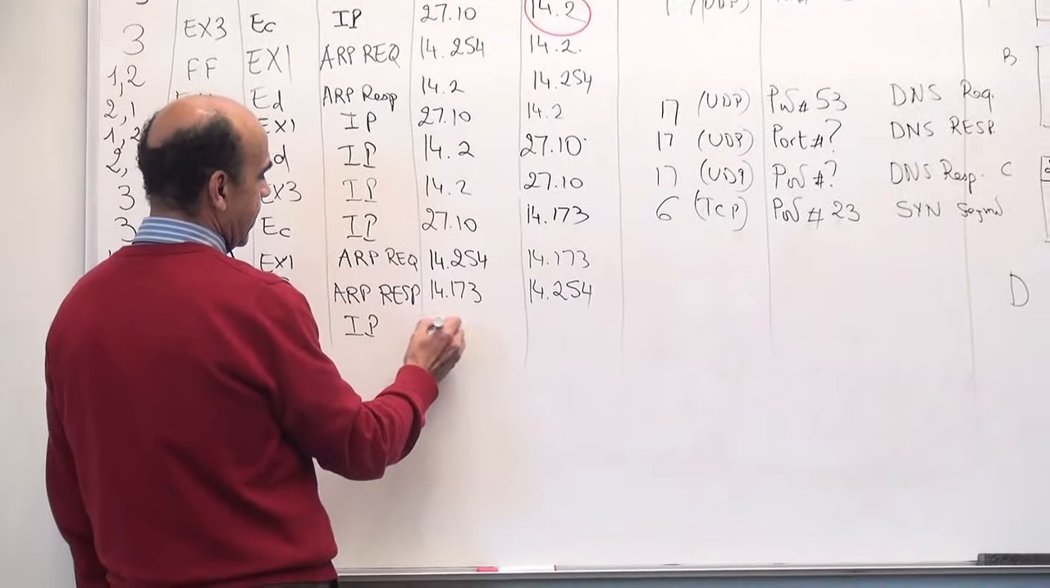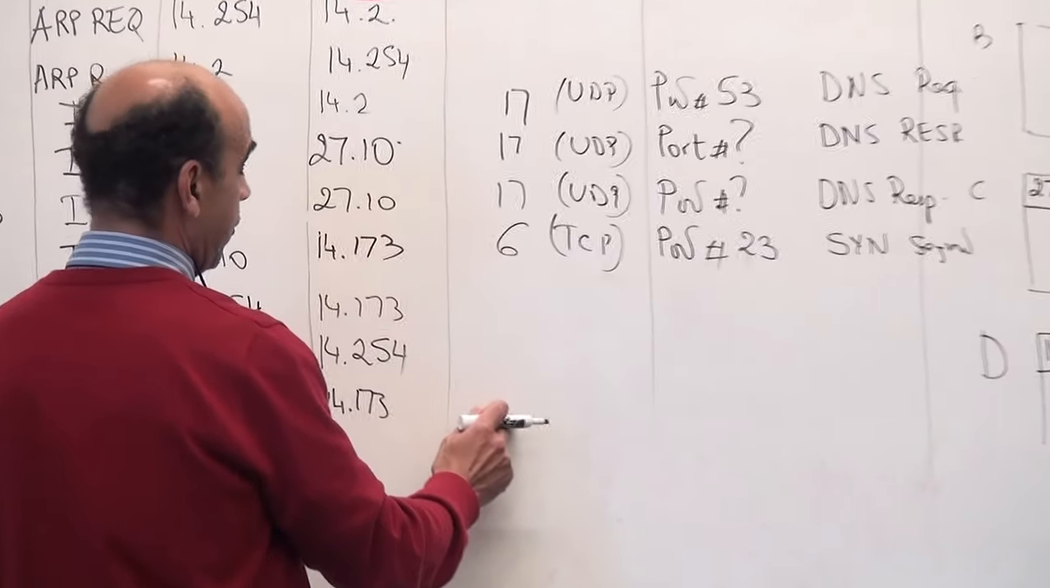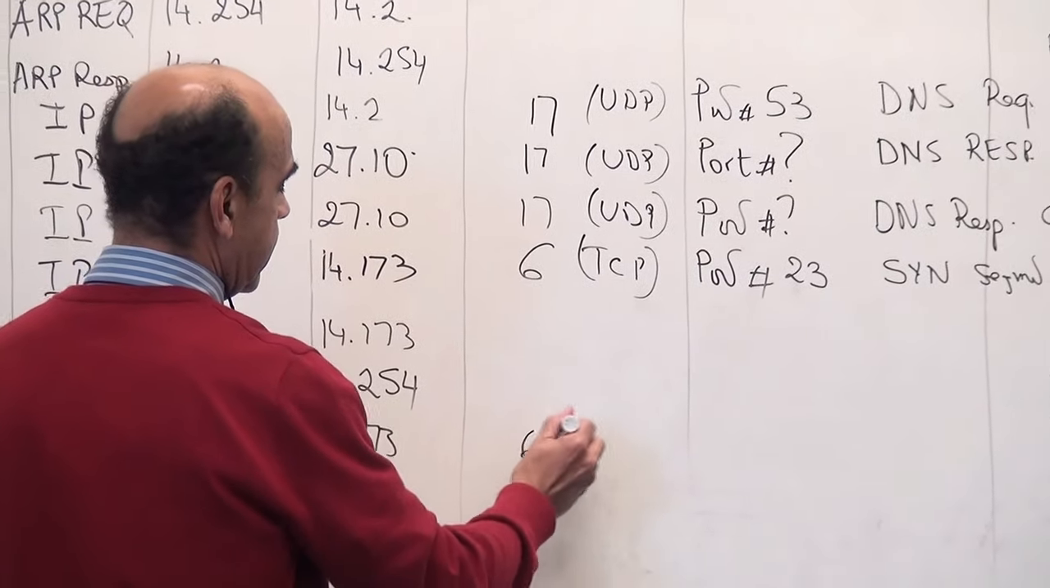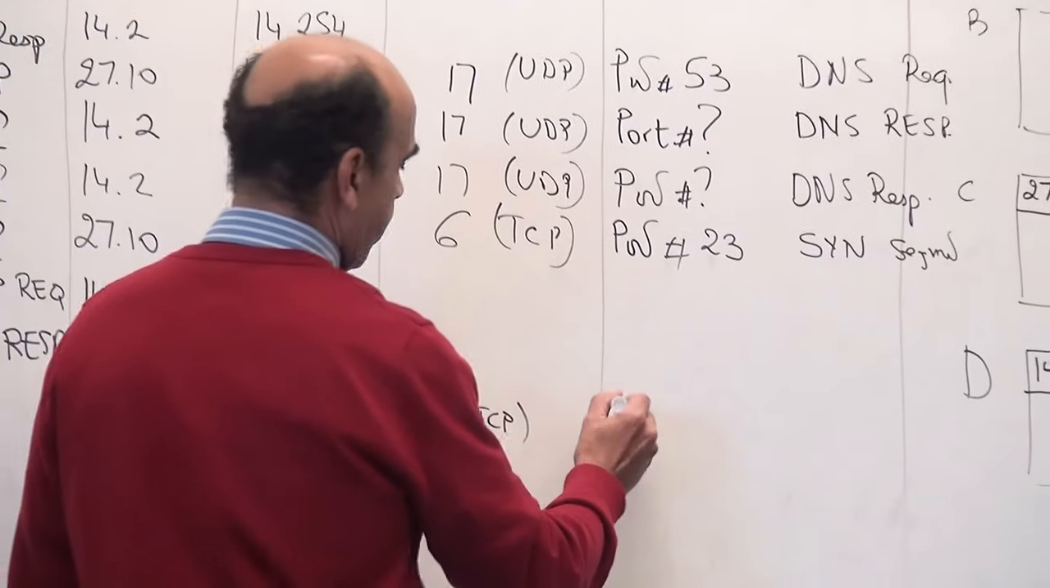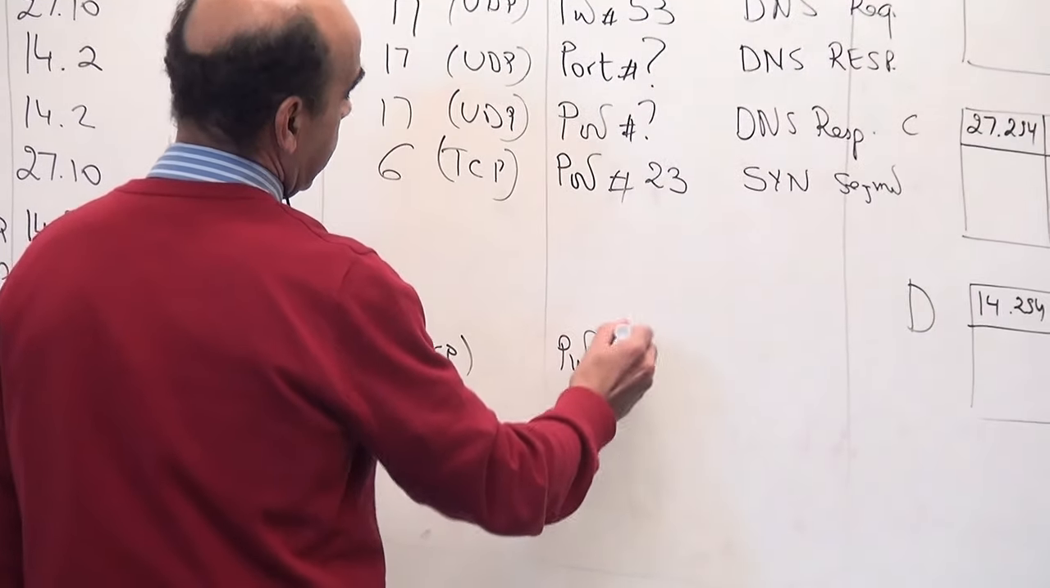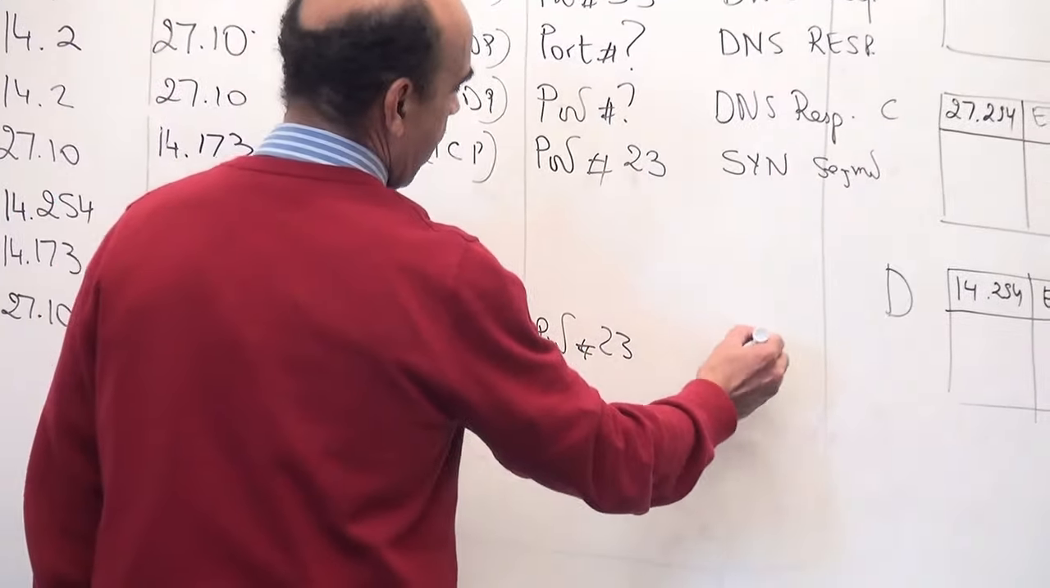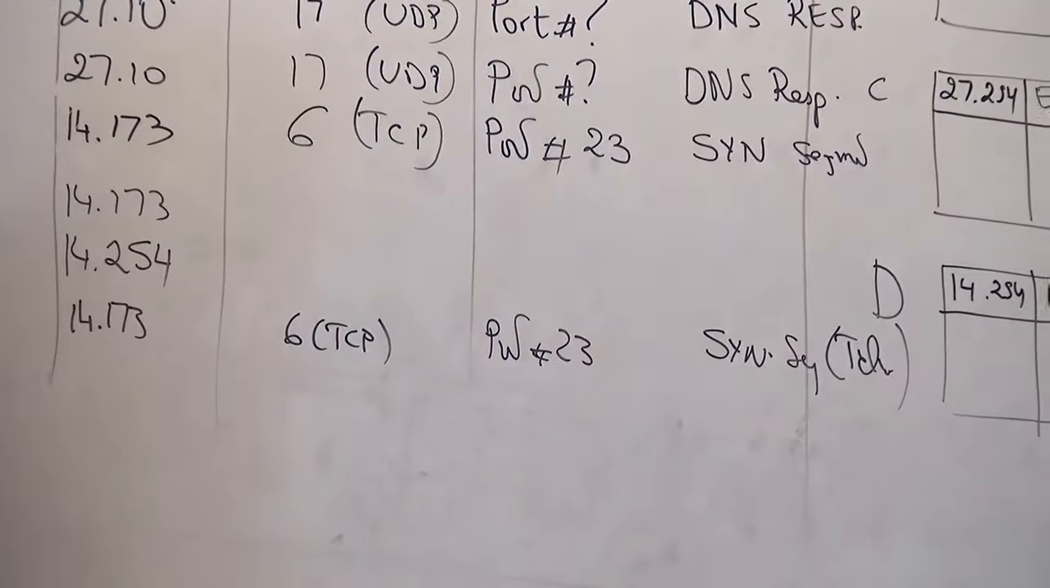What is the port number? The protocol number? 6. 6, that's TCP. And what is the port number? 23. It's 23. That's our SYN segment. That's for telnet, right? Yes.